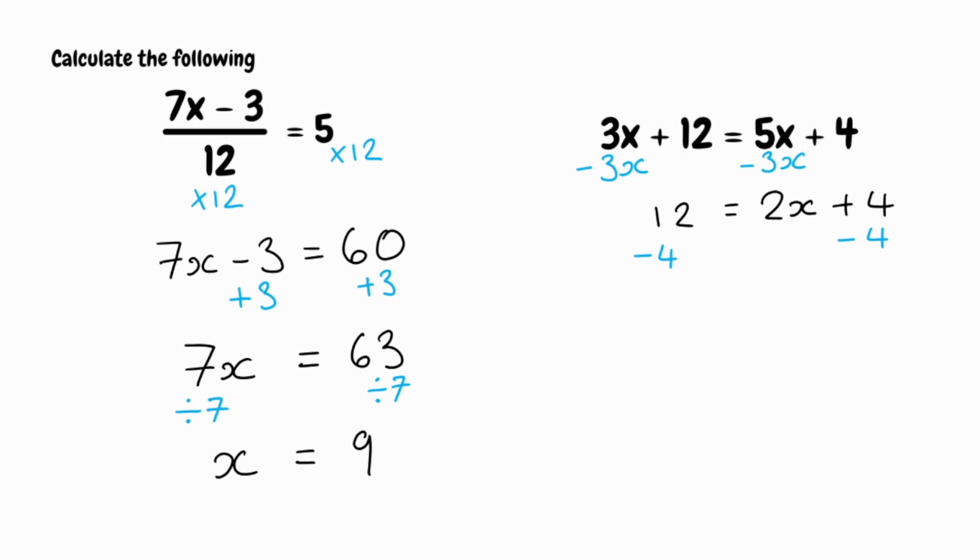So on the left-hand side, we've now got 12 take away 4, which is 8, is equal to, so now we've got 2x all on its own, because that 4 has cancelled. So now we've got that 2x is equal to 8. We want to do the opposite of multiply by 2, which is to divide by 2. So we're going to divide both sides by 2. So on the left-hand side, we've got 8 divided by 2, which is 4. And then on the right-hand side, we're left with x. So our solution to this equation is x is equal to 4.